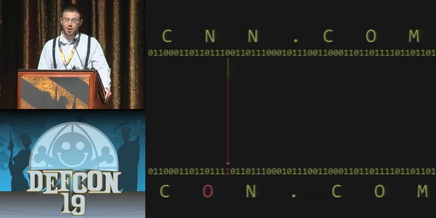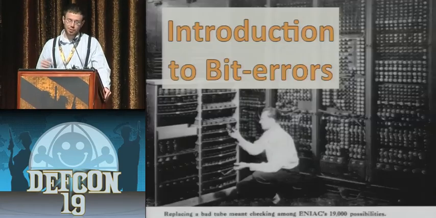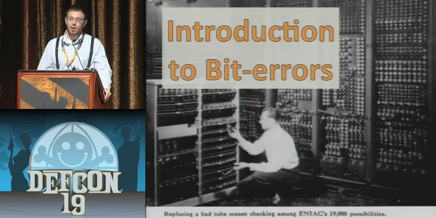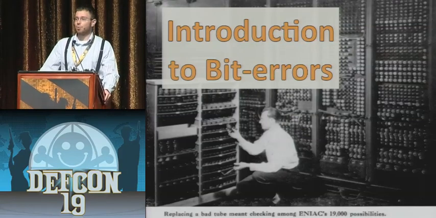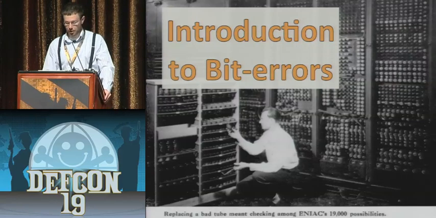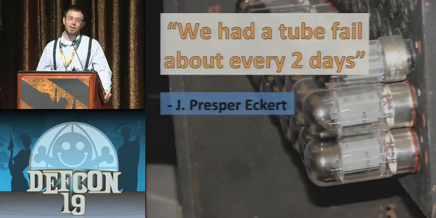So now that we've talked about bit errors, let's go through an introduction. I don't know if you all can tell what this man is doing, but he's actually working on the ENIAC. And what he's doing is he's replacing a vacuum tube. The ENIAC was made before modern transistor technology, and it used vacuum tubes for memory storage and computation. And these vacuum tubes failed, and they failed a lot.